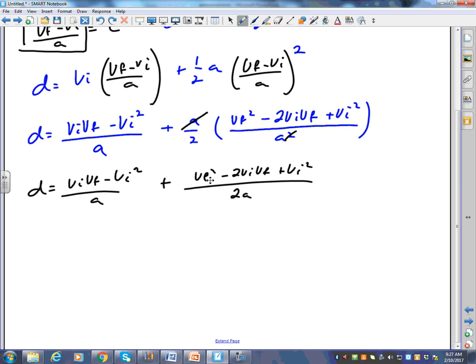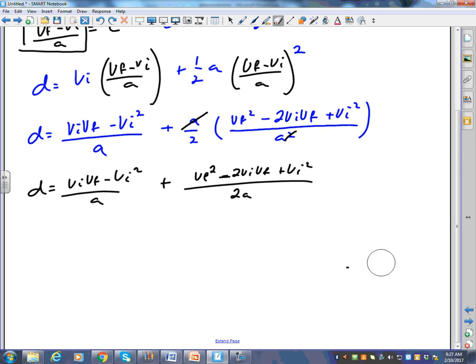VF squared, VF, it's the same thing on top of that. VF squared minus 2VI VF plus VI squared. Okay. If you've got fractions like 1/3 plus 2/6, how do you add them? Common denominator. What does that mean? It means change the bottom to the same number, right? Change them both to, in this case, 6.